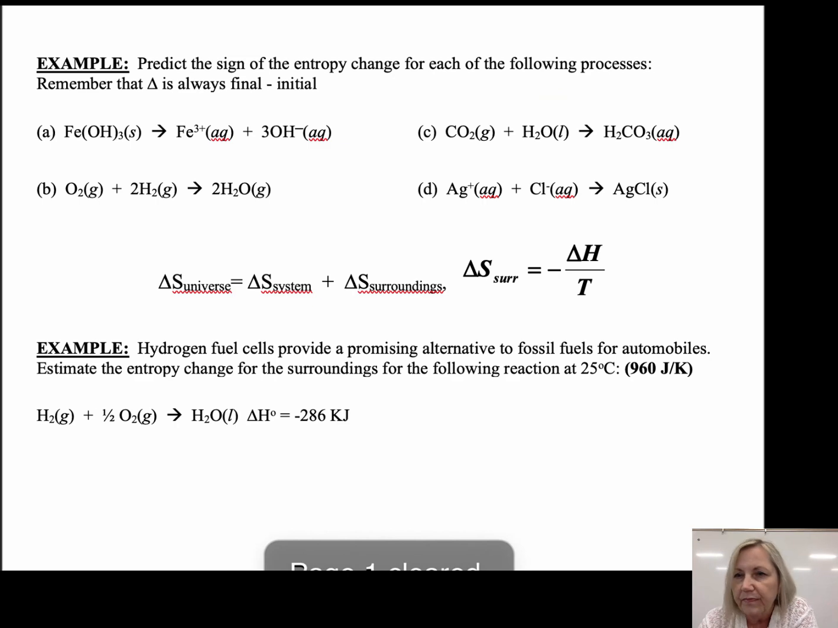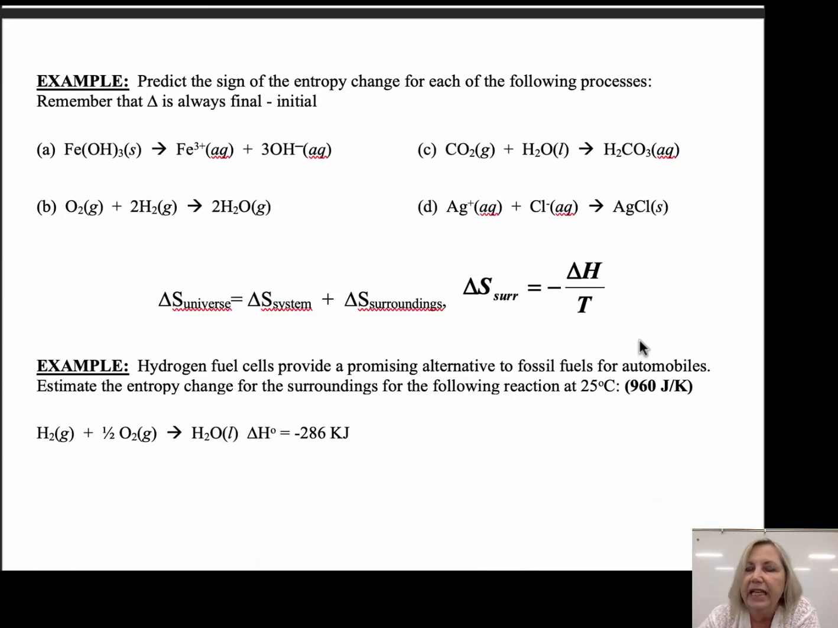Okay, so that would be it for this segment on entropy and the laws of thermodynamics.